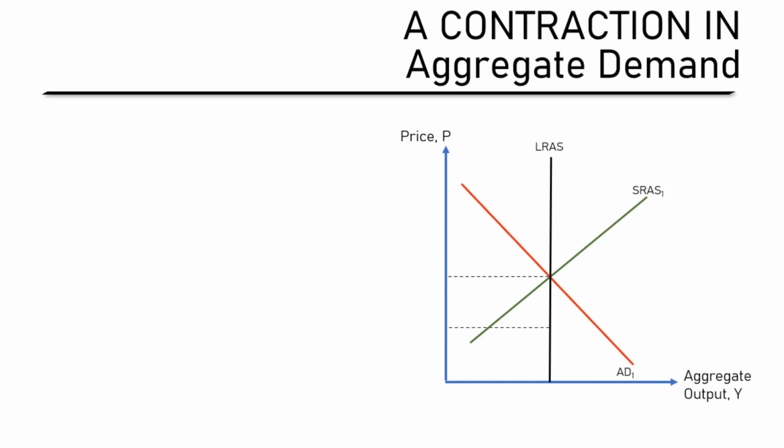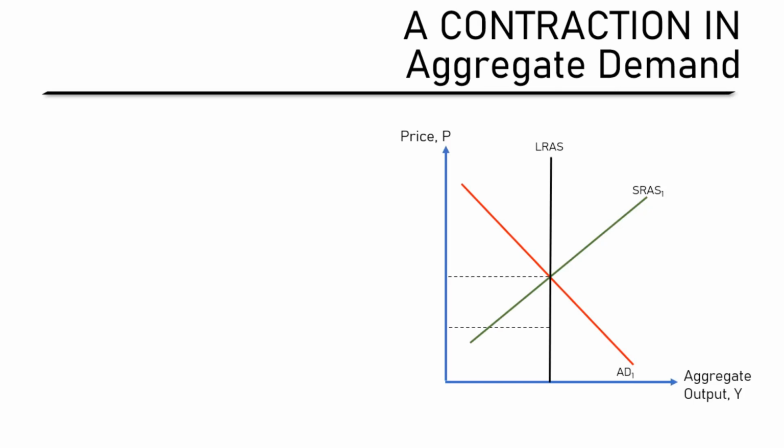Suppose now the first change happens, that is when AD is shifting to the left. The shifting may be due to policy or certain event. The US Great Depression and the US financial crisis in 2008 are examples of how AD had shifted to the left. Look at this diagram to analyze what happens.